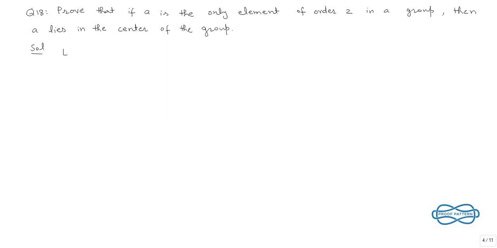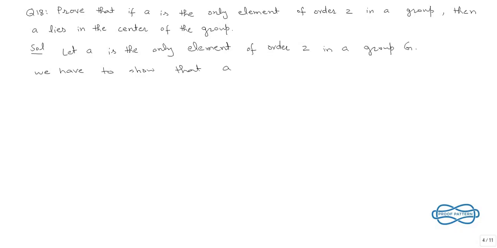So we'll start the solution. Let a be the only element of order 2 in a group G. Now we have to show that this a belongs to the center of G. Also, because a has order 2, this means a squared is equal to the identity element.